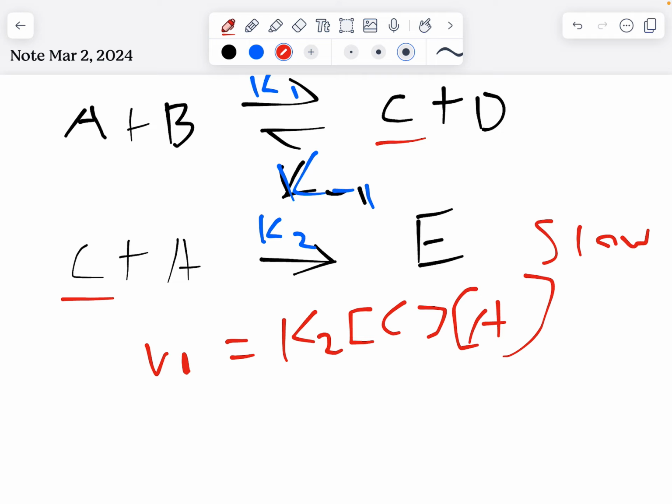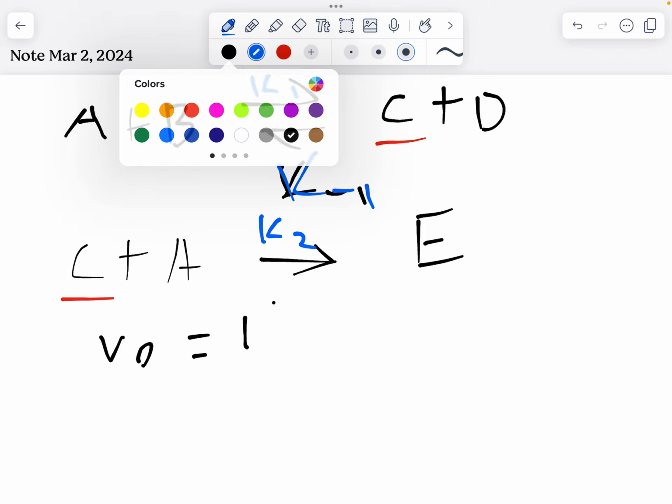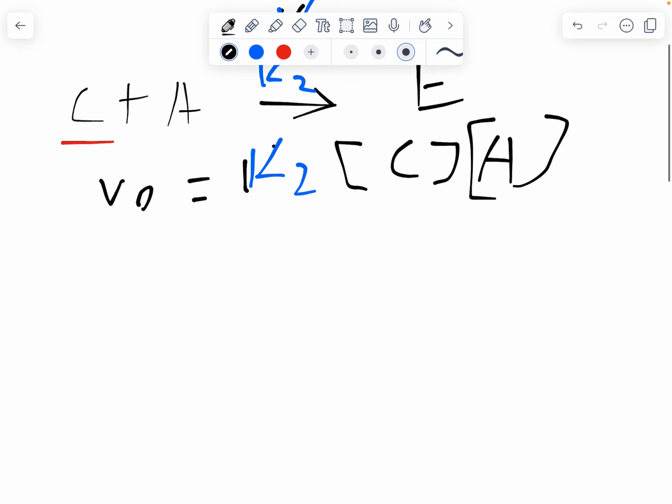In this case, we don't know which step is the slow step. So the slow step could be the first step, could be the second step. So in that case, what we always do is make the assumption that V naught is equal to the step that leads to product formation. In this case, that step is K2 times C times A, and so we assume that that's the overall rate of reaction.